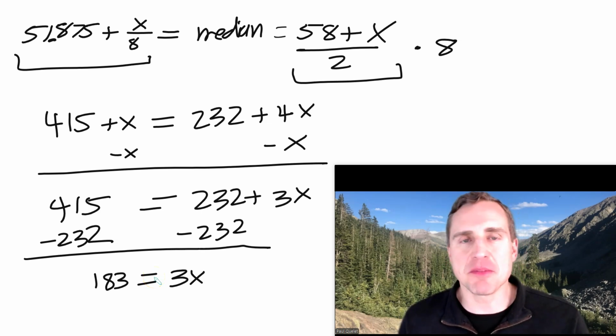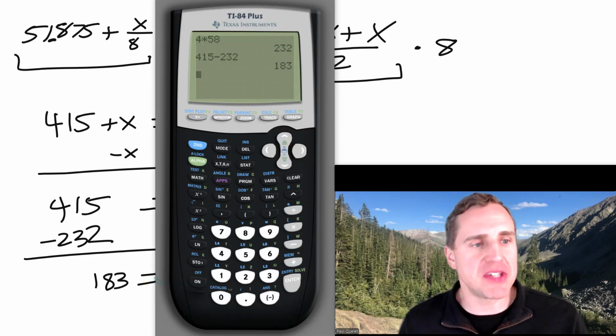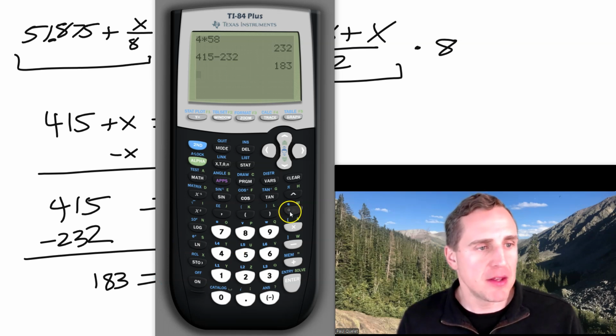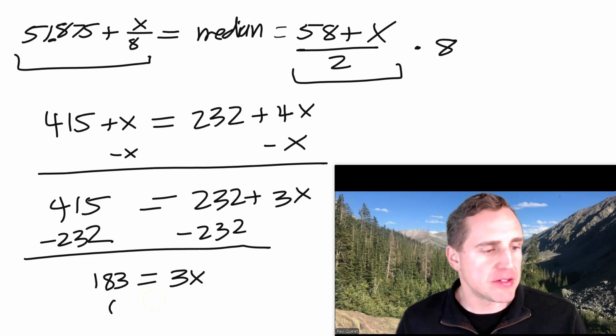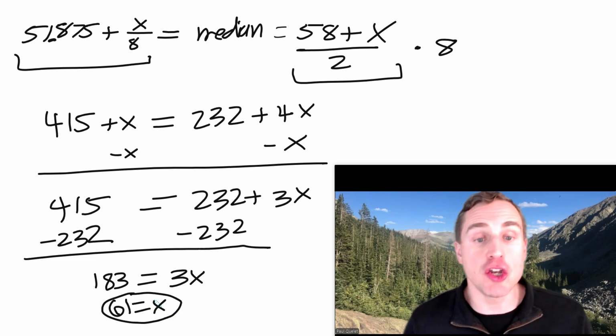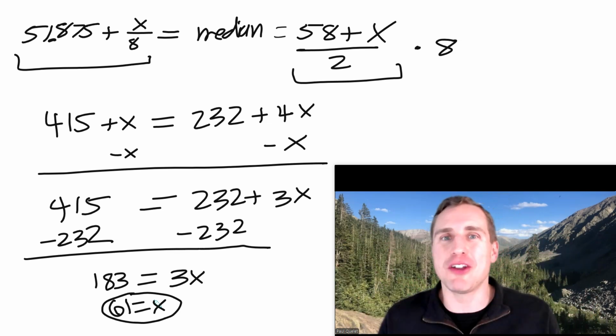183 is divisible by 3 because the sum of the digits is 12. So let's divide this by 3 and we get 61. So 61 is equal to x. So that's indeed the unknown value that we were looking for.